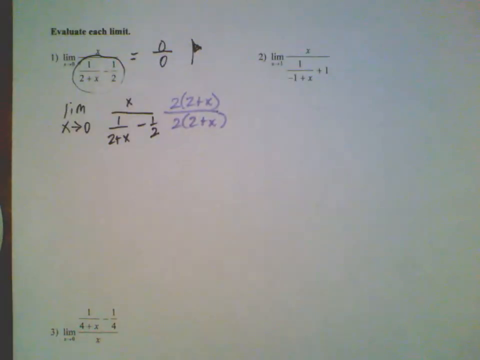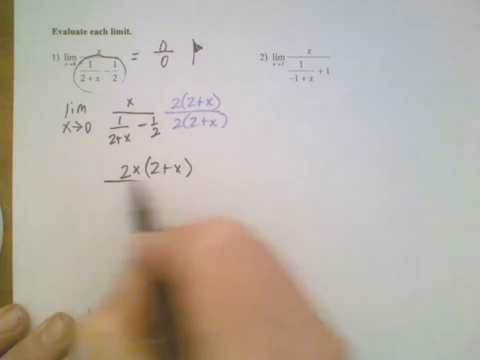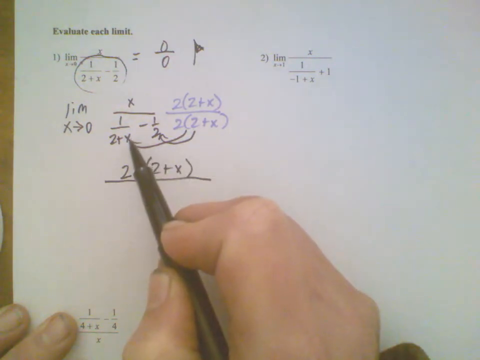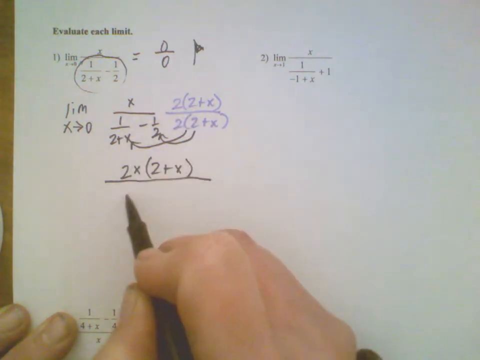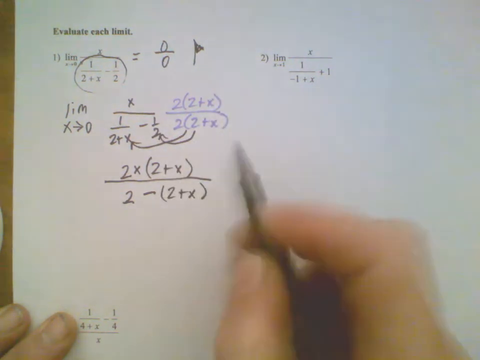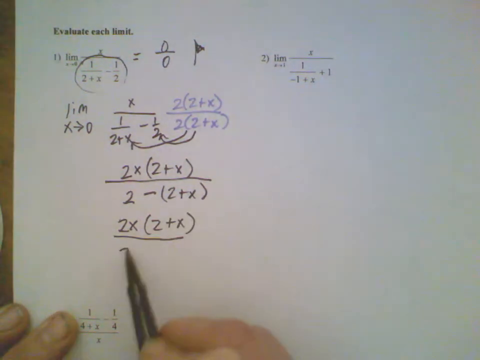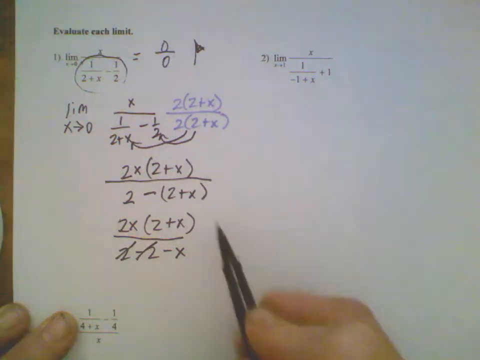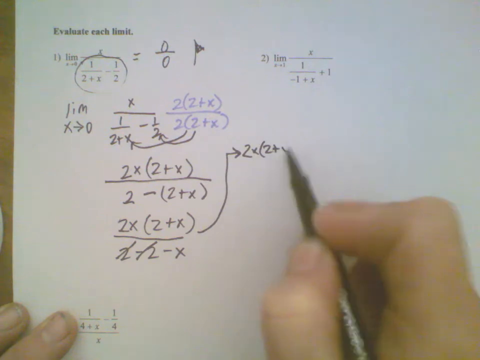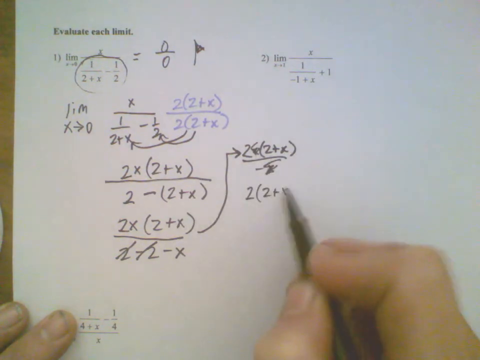On the top, in the numerator, you'll end up with 2x times 2 plus x. In the bottom, you have to distribute it through both fractions. When you multiply it by the first fraction, the 2 plus x will cancel out, so you'll end up with just 2. In the second fraction, the 2 will cancel out, so you'll end up with just 2 plus x. Then you can simplify. This would be 2x times 2 plus x over 2 minus 2 minus x. The 2s cancel out, leaving you with 2x times 2 plus x over negative x. Then the x's can cancel out, so I have 2 times 2 plus x over negative 1.